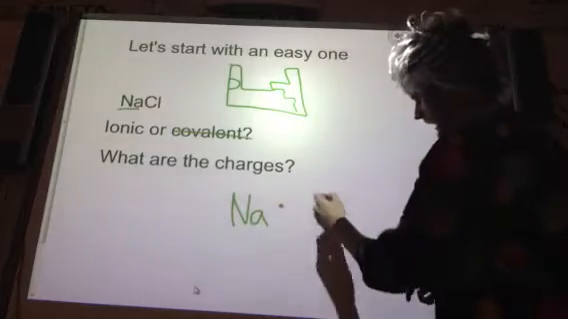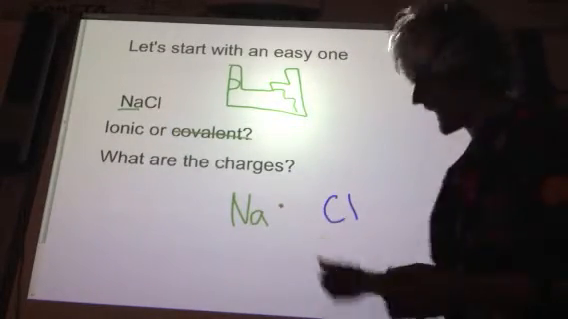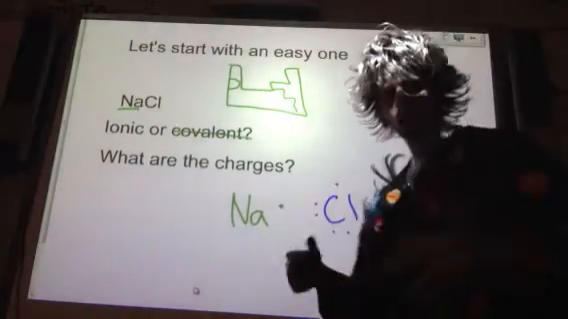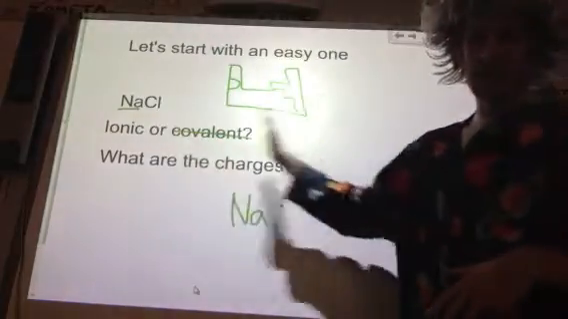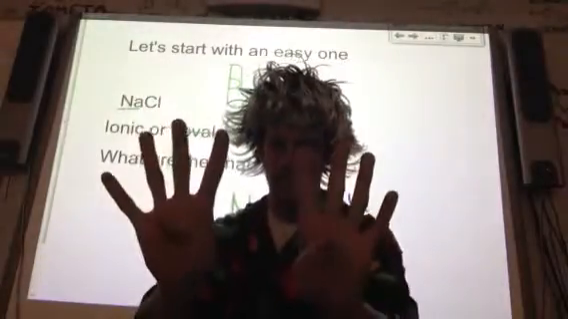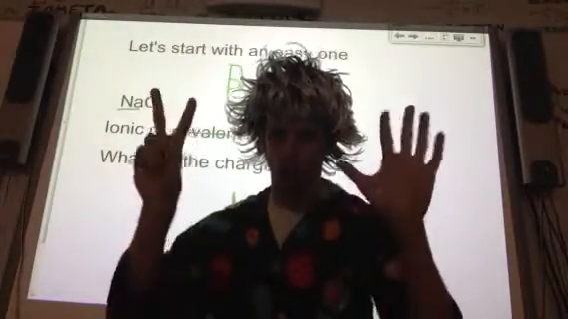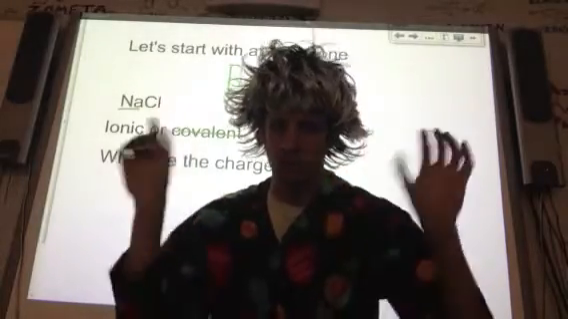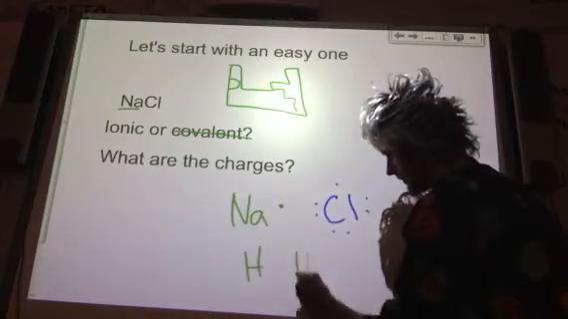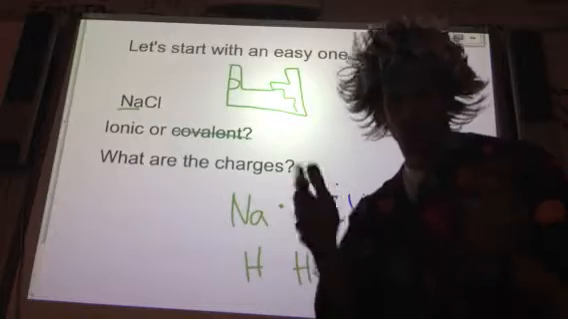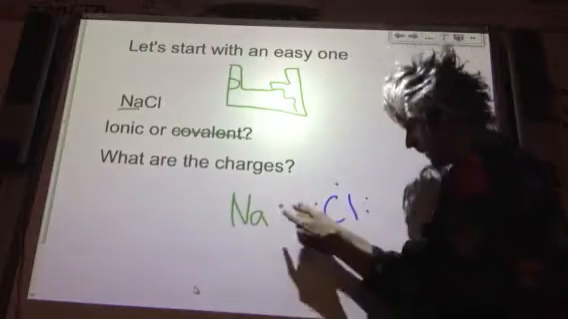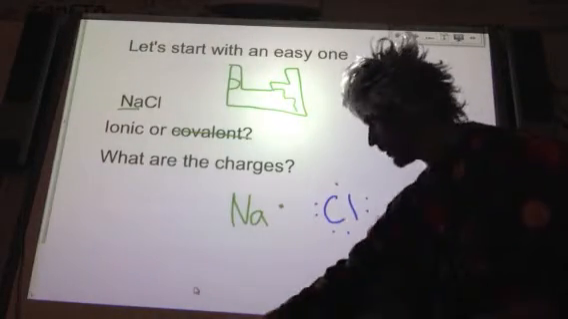Alright? Now Cl. Remember how many dots it had? 1, 2, 3, 4, 5, 6, 7. Every single atom in the whole periodic table wants 8. They want 8. Remember, 8, with the exception of hydrogen and helium. They want 2. But let's review as well. Okay? So, 1, 7.